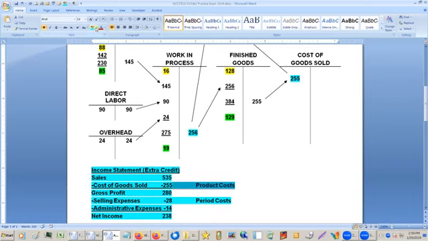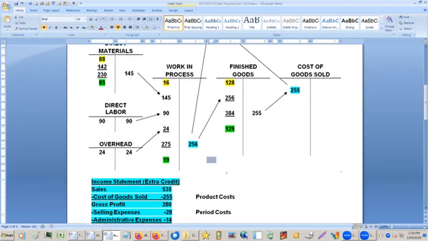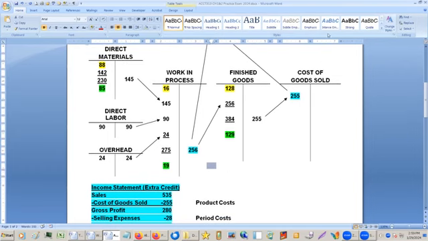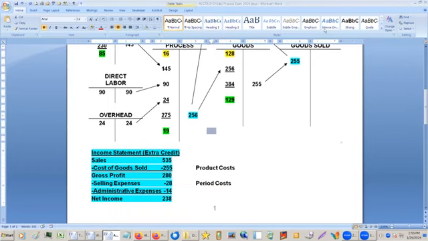Now, next chapter, chapter 3, we're going to break them up a little bit differently. And that's actually a good lead into chapter 3, where we are going to break up the costs in a different way that we can actually use them to make better decisions. But for right now, the product costs, that's anything that goes into the product.